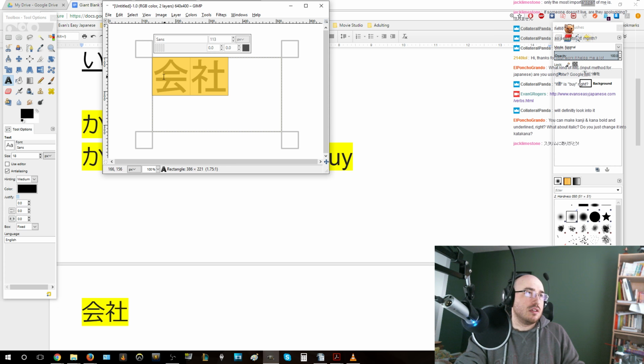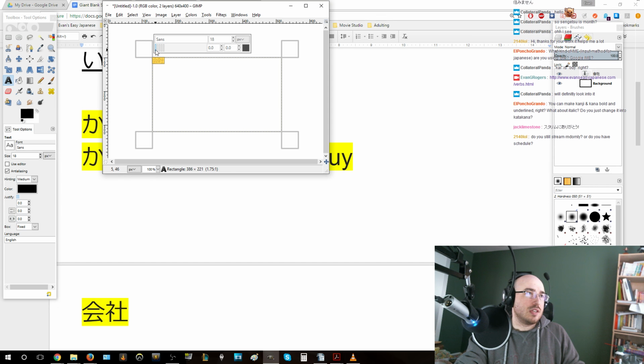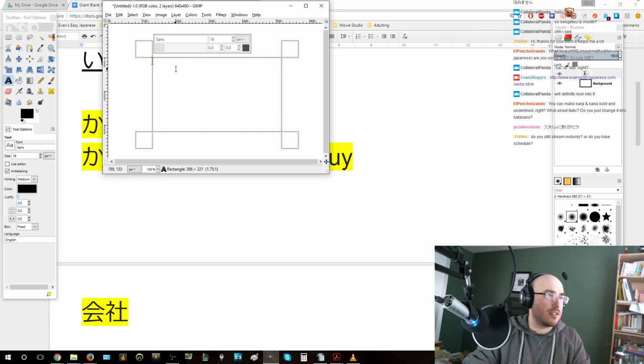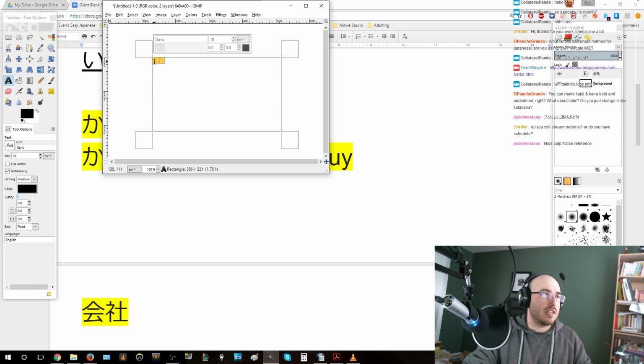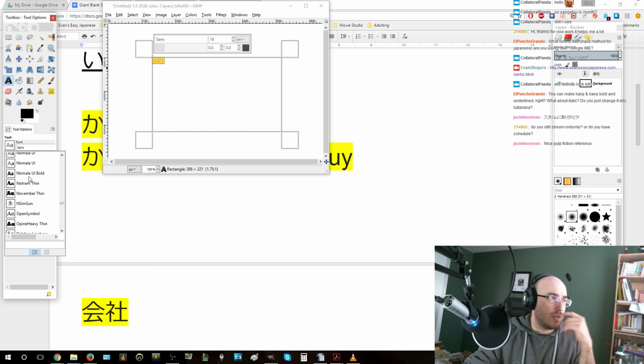Wait, what just happened? What's going on? Okay, so let's type out the word first. Kaisha. Alright, now I'm going to change it to an actual Japanese font. I downloaded this one to make my kanji look a bit nicer. Aozora Mincho. Hang on. This one I felt was a pretty good looking kanji.